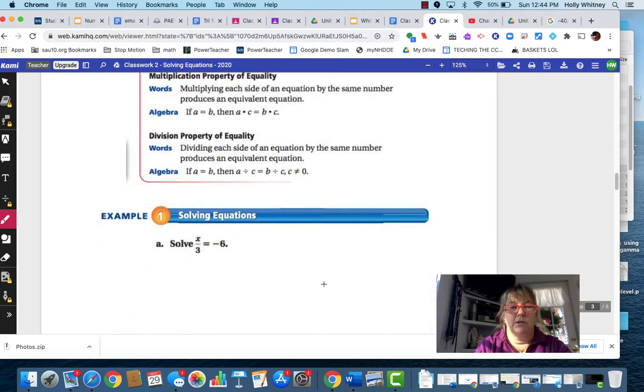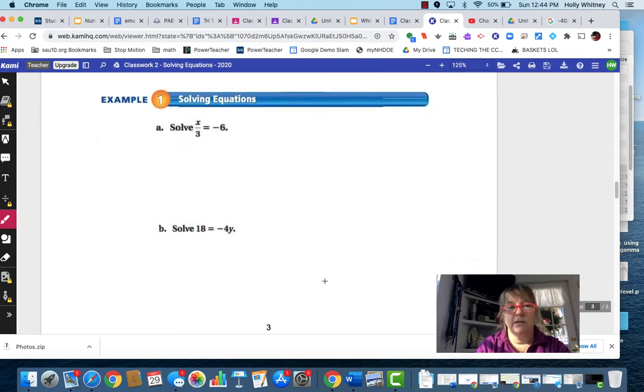So solving equations. We're going to start with solve x divided by 3. Remember, something over another number is three things. It's either a fraction, or it's a division problem, or it's a ratio. And we will get to ratios soon. So let's talk about x divided by 3. Think about it as a division problem, and life gets a little bit easier. So x divided by 3 is equal to -6.